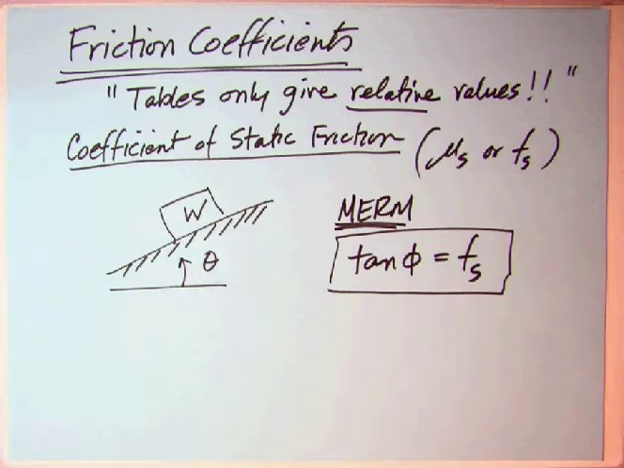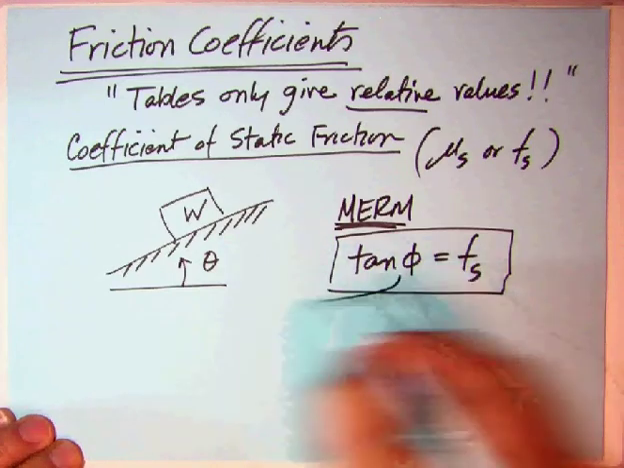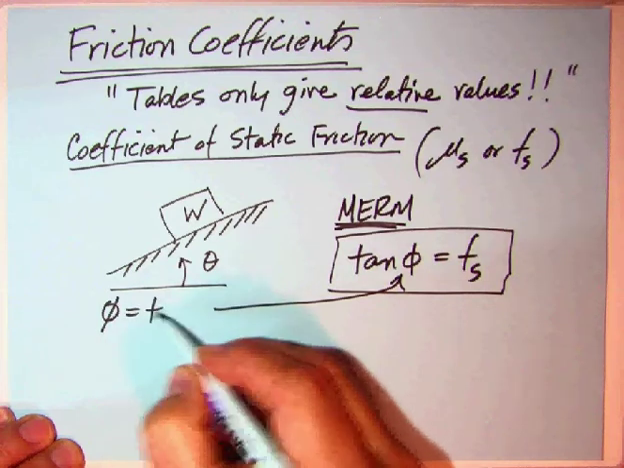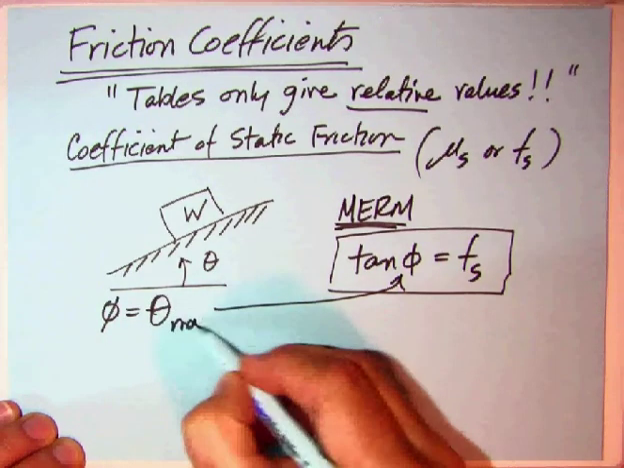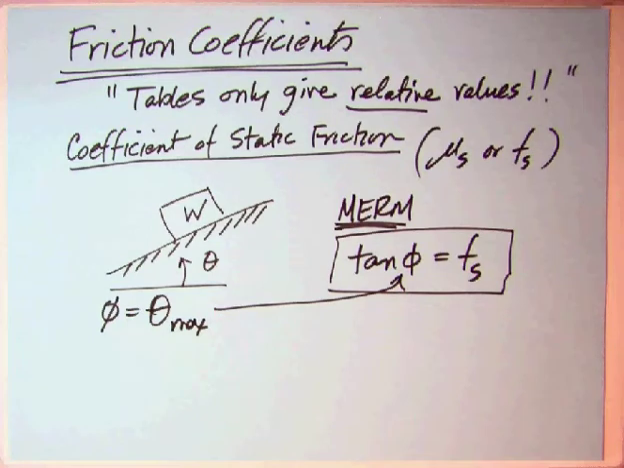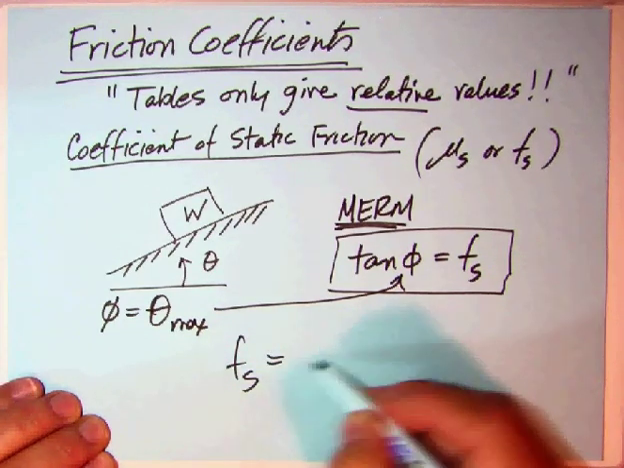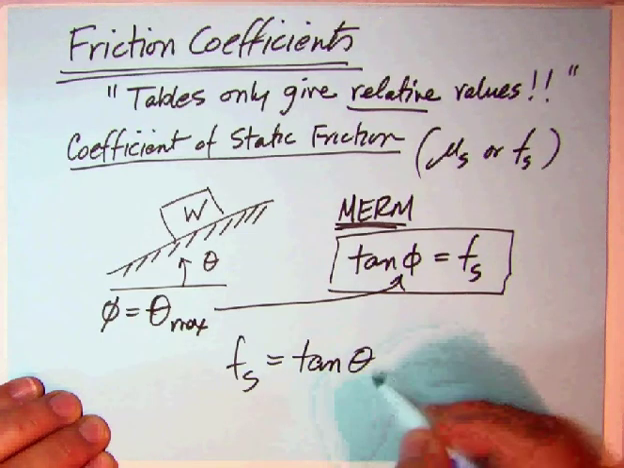Basically, you determine it by putting a block of one material on a surface of the other material, raise it up, and when it slips, that can be related to the friction coefficient. The formula that's in the MERM is tangent phi. How I would call that is phi would equal theta max, the max angle that you would use here. So what I really like to do is write this a different way: the friction coefficient that you're looking for is actually the tangent of theta max.